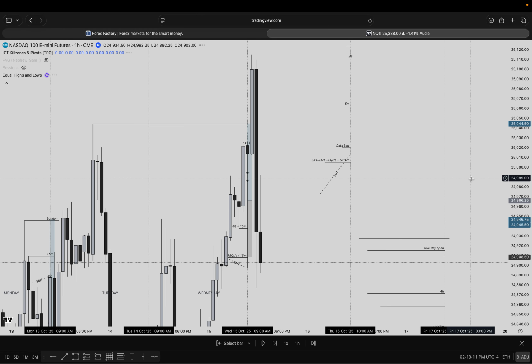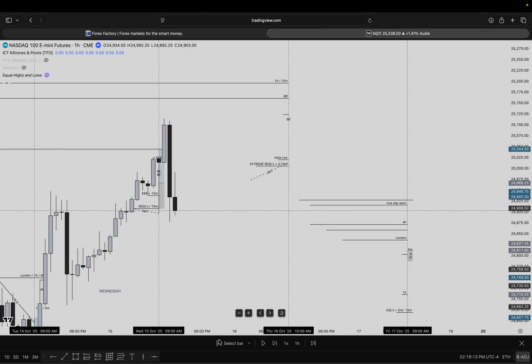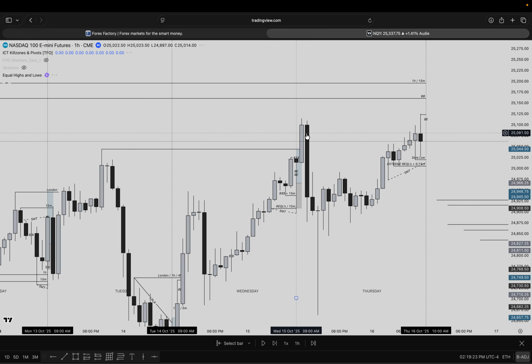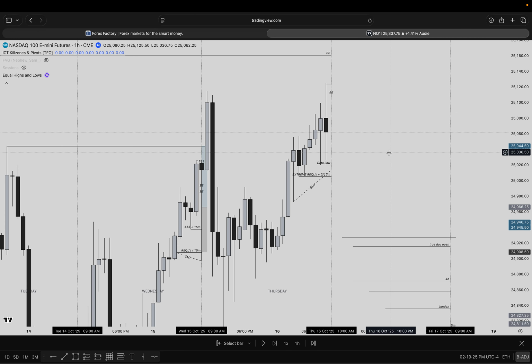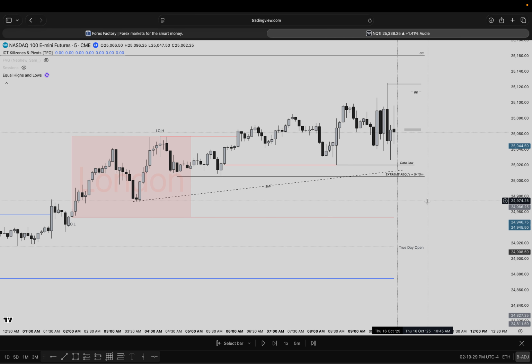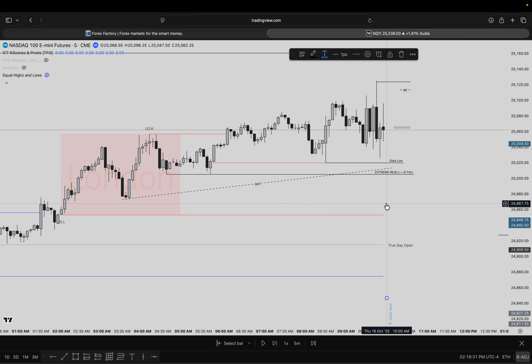But then Thursday, this day we actually edged a similar draw on liquidity. So we didn't take the trade, but we still took a continuation model. So going to market open. 1, 2, 3. All right.